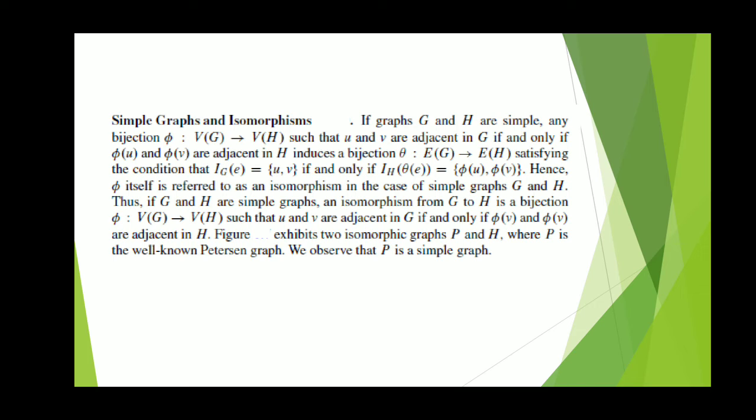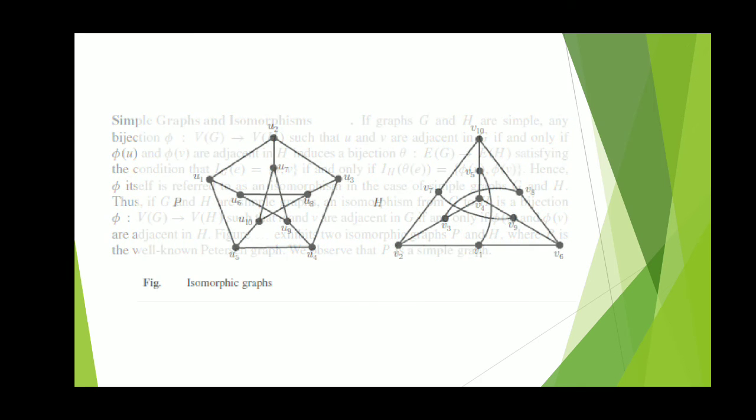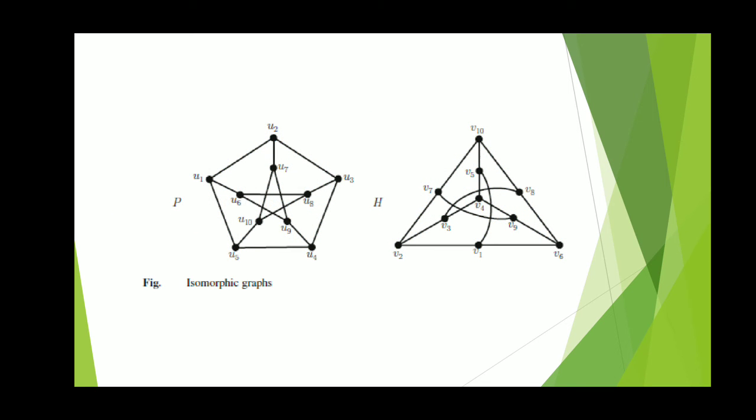Thus, if G and H are simple graphs, an isomorphism from G to H is a bijection pi from V(G) to V(H), such that U and V are adjacent in G if and only if their images pi(U) and pi(V) are adjacent in H. The next one is an example of isomorphic graphs. Here, the image of U1 is V1, the image of U2 is V2, and like that, the image of Ui is Vi. So here U1 and U2 are adjacent, and pi(U1) is V1 and pi(U2) is V2.